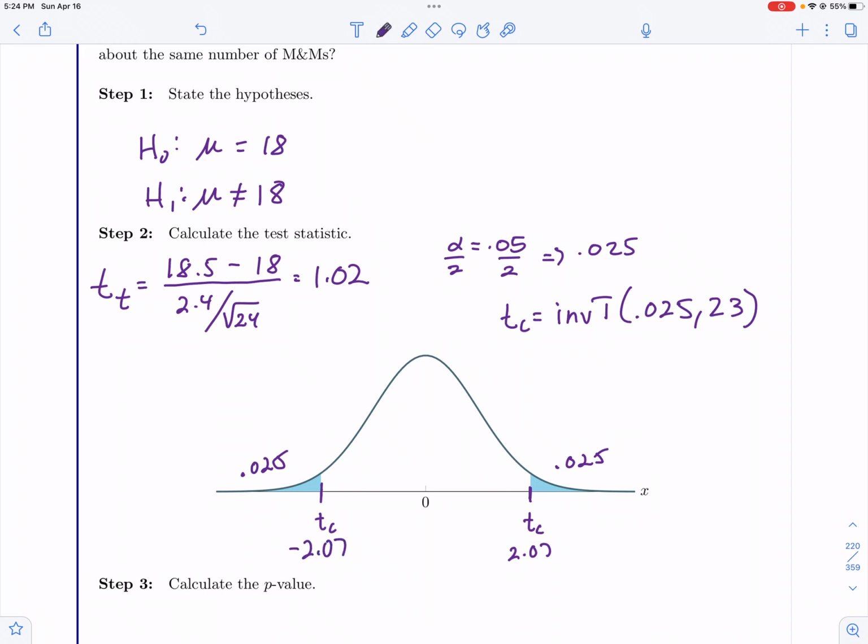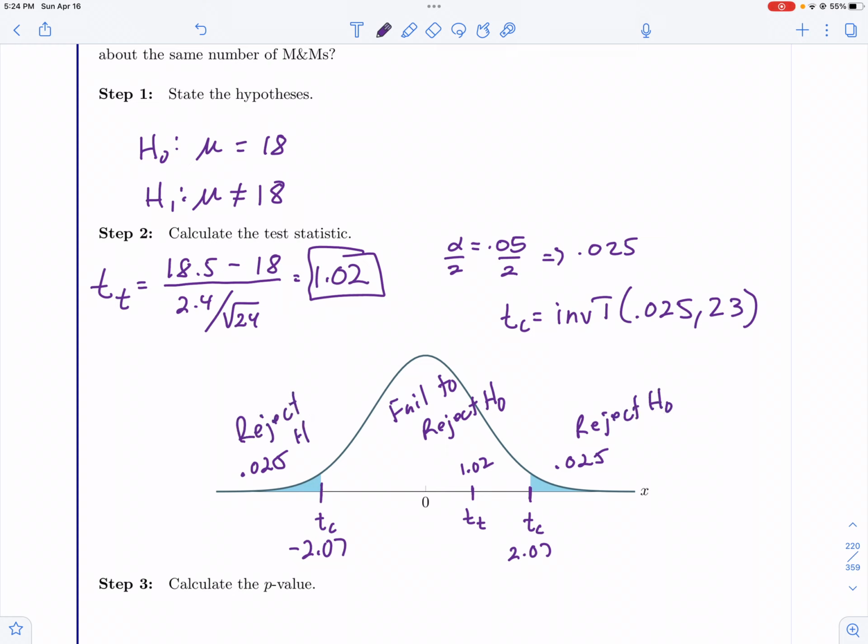And so finally, we're trying to see, does T sub t live inside of any of the blue areas, or does it happen to live in the white? So unfortunately for this one, T sub t is going to fall somewhere in this area. And if we remember, this is going to be our fail to reject H naught. And our two blue areas are going to be where we reject H naught. So in this case, since we're clearly in the white, it looks like we're going to fail to reject H naught based on our graph.